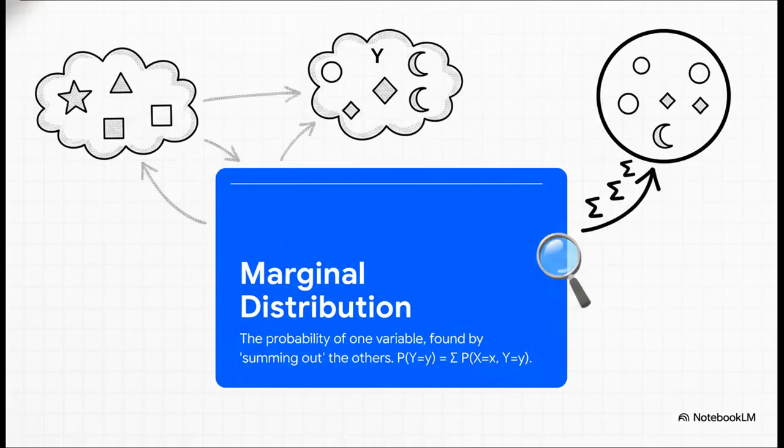So how do we get that marginal probability? We basically just ignore the other variable. Let's say we want the marginal probability of a specific output, y equals y. We just go to our big joint probability table and add up the probabilities for every single input x that was paired with that one output. We're summing out the x's to get the big picture view of y on its own.